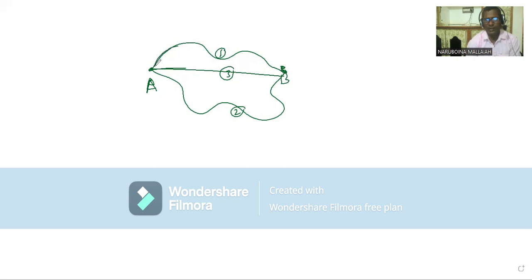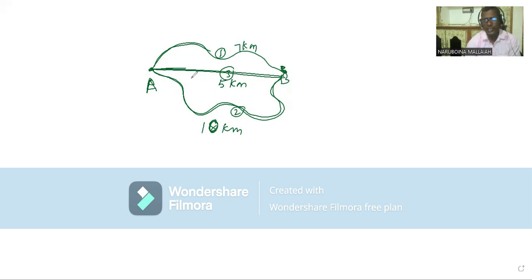If I go in path 1, it will be 7 kilometers. If I walk in the second direction, the distance is say 10 kilometers. If I follow the third path, it is only 5 kilometers.